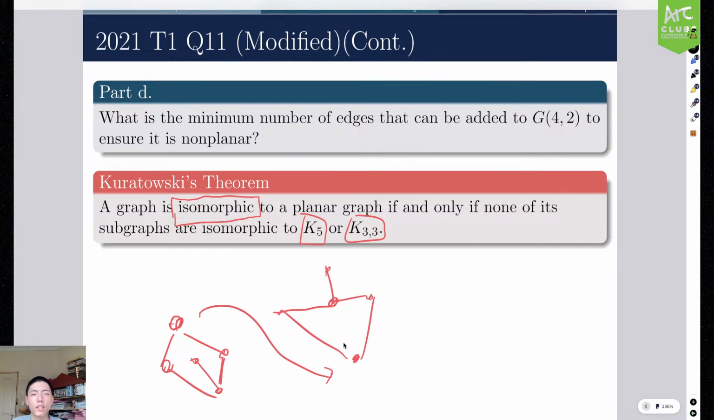So essentially there exists a bijection from the vertex set on the left to the one on the right, and a bijection from the edge set on the left to the right. I'll go over this in more detail later, but essentially what Kuratowski's theorem is saying is that if it is possible to have a subgraph that is isomorphic to K5 or K3,3, then it is going to be non-planar. Otherwise, it is planar.